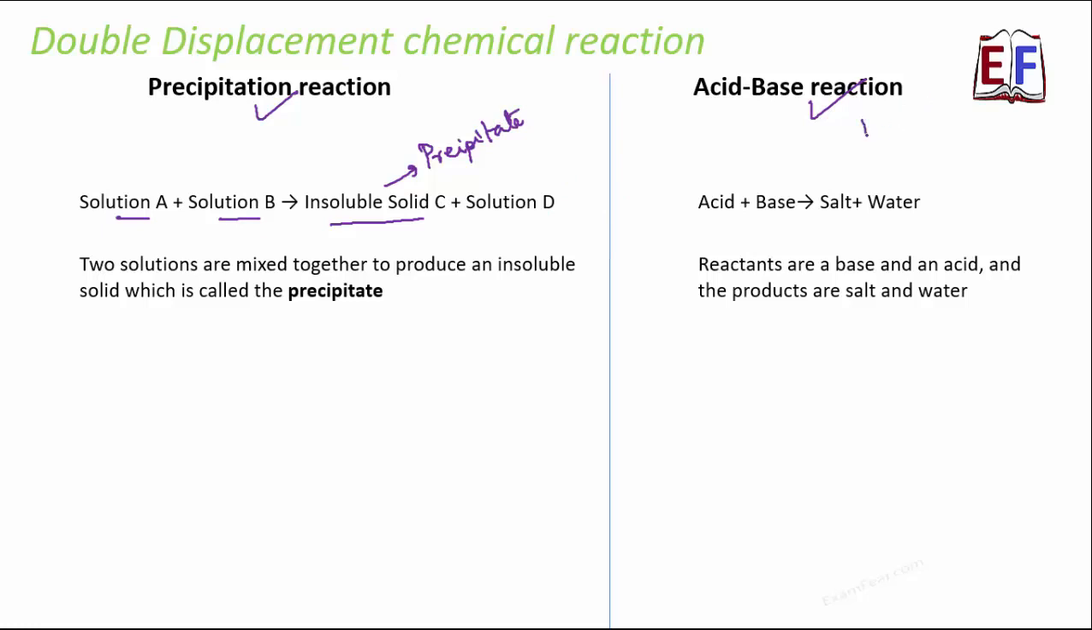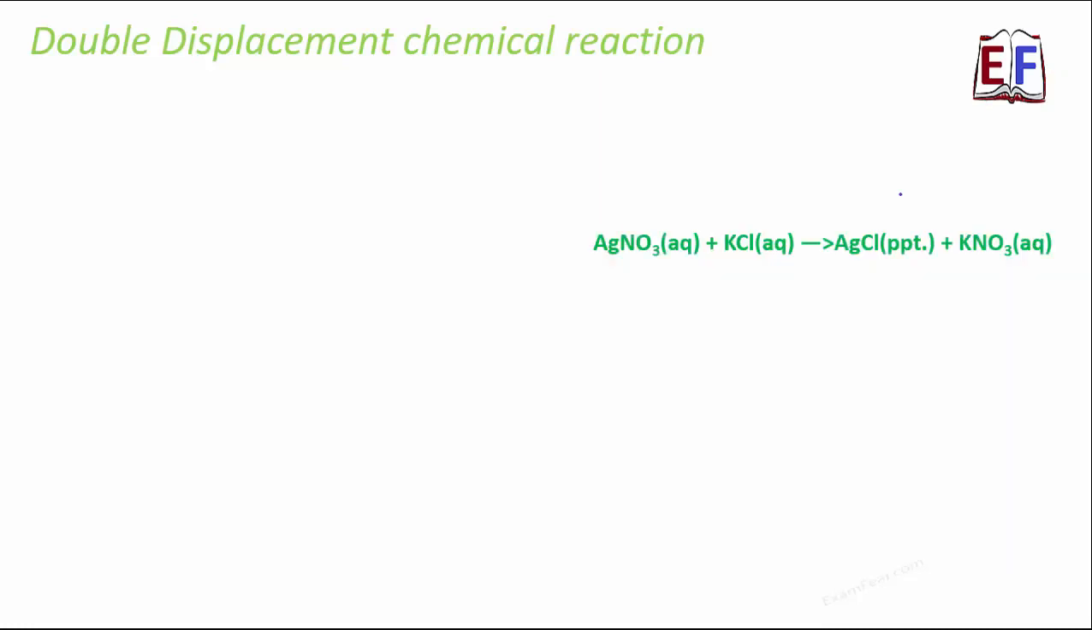Acid-base reaction is also known as neutralization reaction. Under this reaction, an acid combines with a base to form salt plus water. Now, why is it called neutralization? Because when an acid combines with a base, the acidic property is lost, the basic property of the base is lost, and both of them join together to form salt, which is neutral. And that is why it is called neutralization reaction. Even before we talk more about precipitation and acid-base reactions, I think it will be a good idea to take examples of both of them.